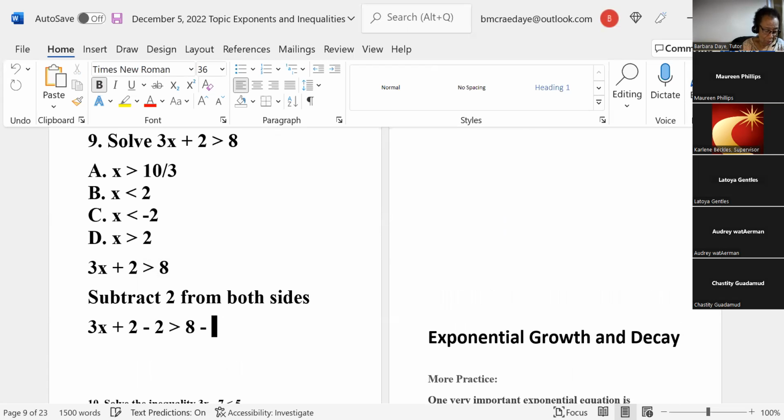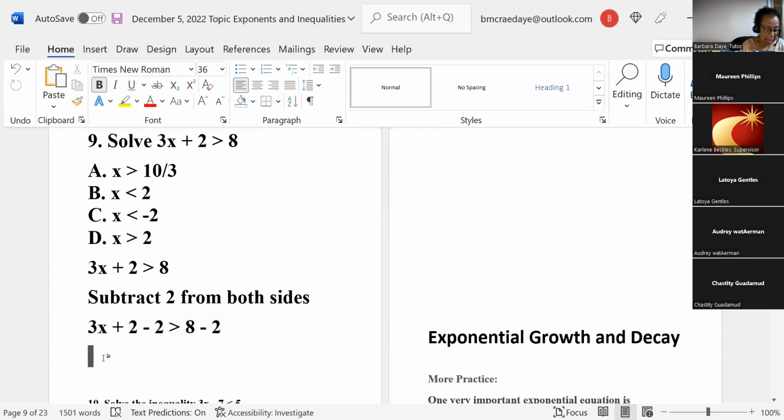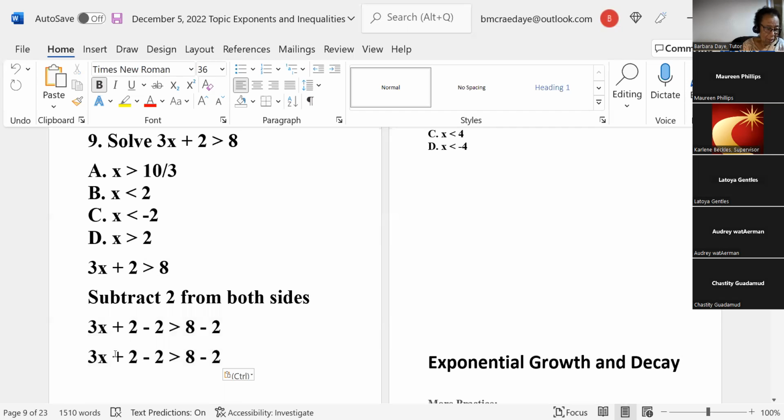Okay, Latoya, what did you do next? And the 2's cancel out. Okay, plus 2 minus 2 is 0. So you're left with just 3x on the left side, right? Because like Latoya just said, those 2's cancel out. And what's 8 minus 2, Latoya? 6. That's 6. Audrey, you with us? Maureen, you okay? All right. So 3x greater than 6.